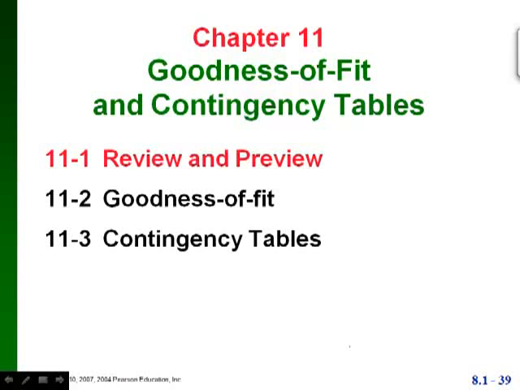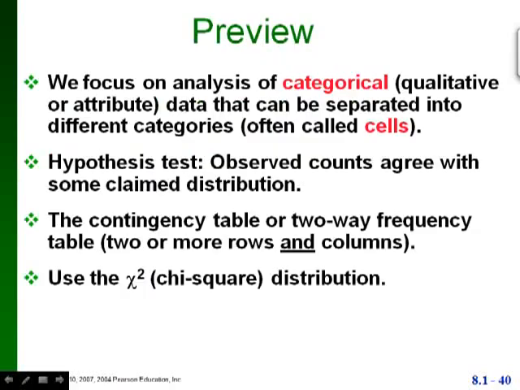All we're going to cover in Chapter 11 is the first three sections. And what we're going to be talking about is analysis of categorical data. We're talking about data that can be separated into different categories, sometimes in a table, sometimes just in a column. And when we do hypothesis tests with this kind of data, we're going to be looking at the observed frequencies and whether they agree with a set of expected frequencies, so whether they conform to some specific distribution or not.